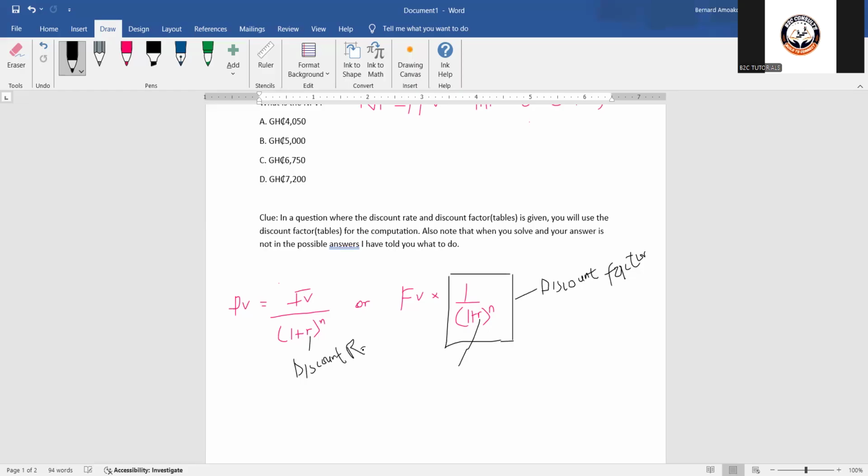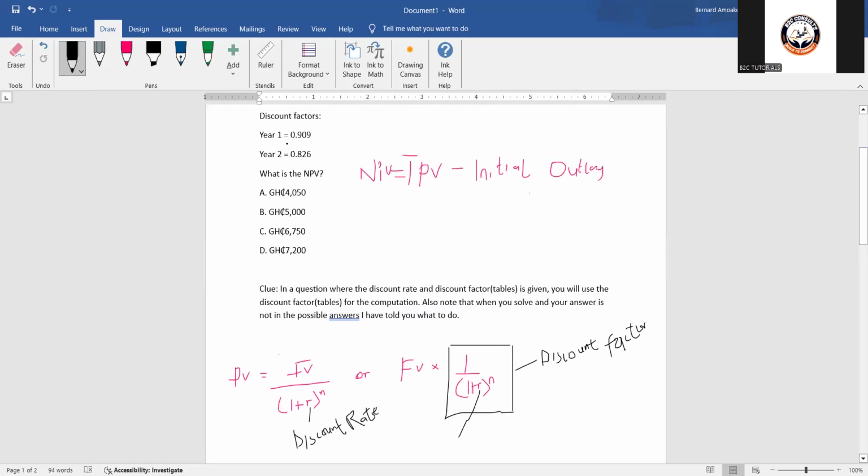I said if you are using a calculator, this is what you do. If you are using a table, you first have to go to the table and find out the discount factor considering the percentage and the number of years. But according to this question, the discount factors have been given to you. So to find present value, you just need to multiply the future value at that year by the discount factor that has been given.